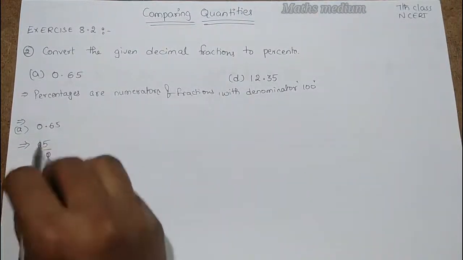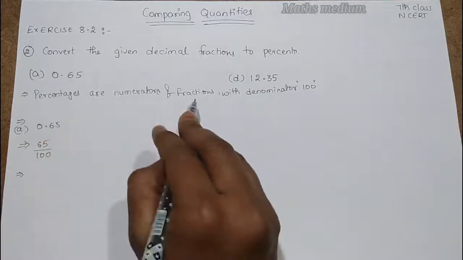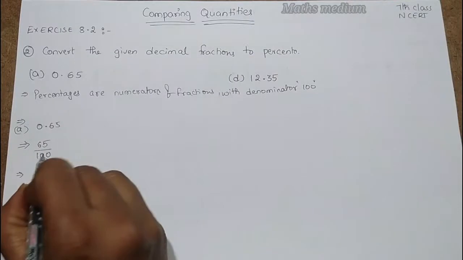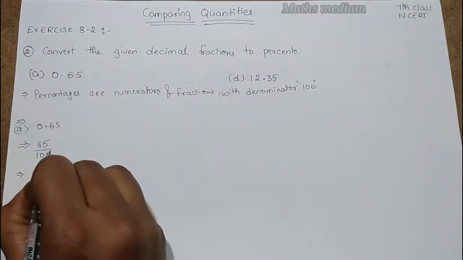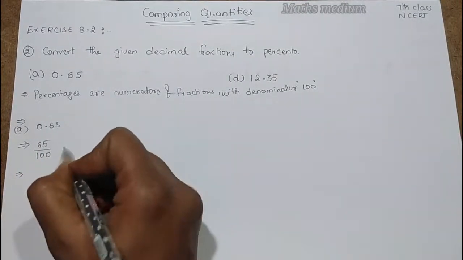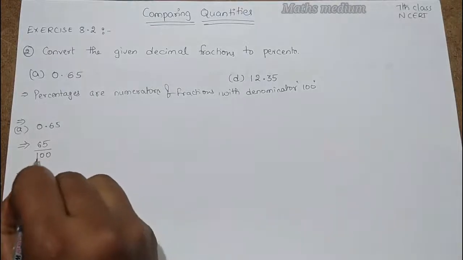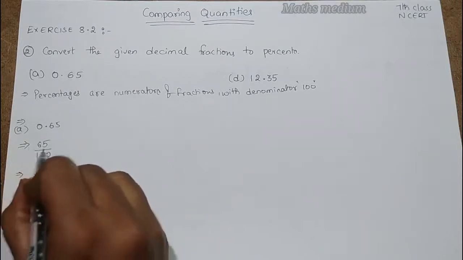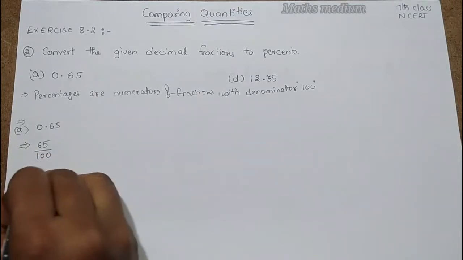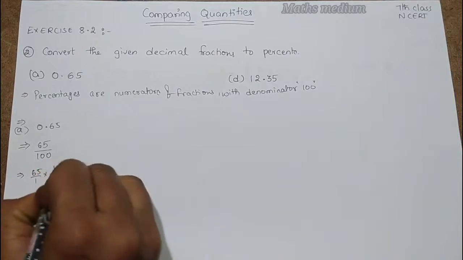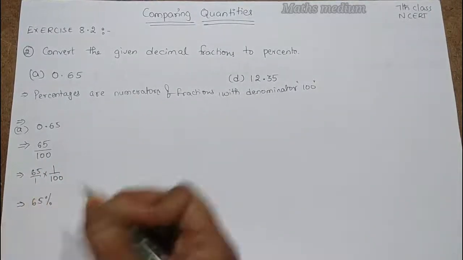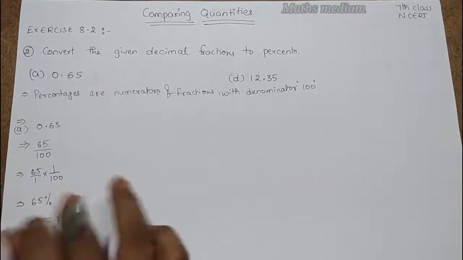Now here percentages are numerators of fractions with the denominator 100. If in case there is no 100 in the denominator, we have to multiply both numerator and denominator with 100. But in this case we already have 100 in the denominator, so there is no need to make 100 in the denominator. So let's write it as 65 by 1 into 1 by 100. Now we can call it 65%. So this is the answer for this question.